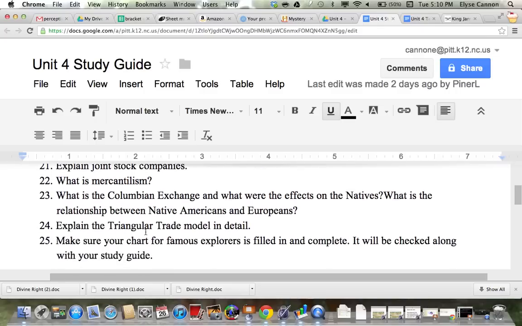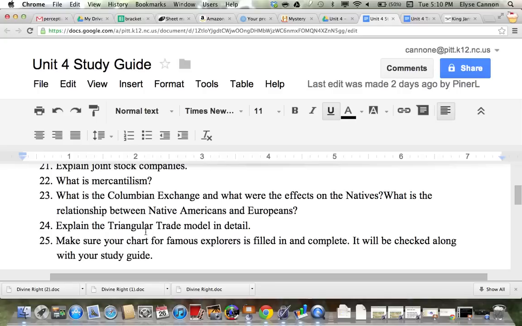What is the Columbian Exchange? Columbian Exchange is going to be the exchange of goods between the Old World. The Old World is Europe, Asia, and Africa, and the New World, which is North America and South America. What were some of the effects on natives? Natives are going to suffer from many diseases, and I know Miss Cannon has talked about it 5 times, but it is the truth. They are really going to suffer from a lot of disease.